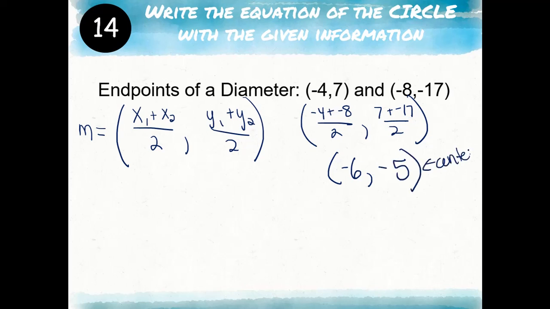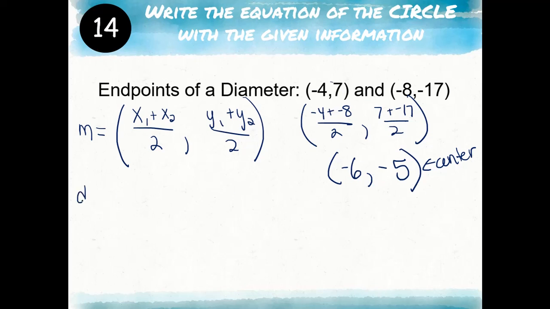Now I need to find the radius. Here's the problem. If you used these two dots to find the radius, you would actually be finding not a radius, you'd be finding a diameter. So you got to be super, super careful. You want to use the center and one of these two dots. It doesn't matter which one you use. I'm going to use the one with littler numbers.